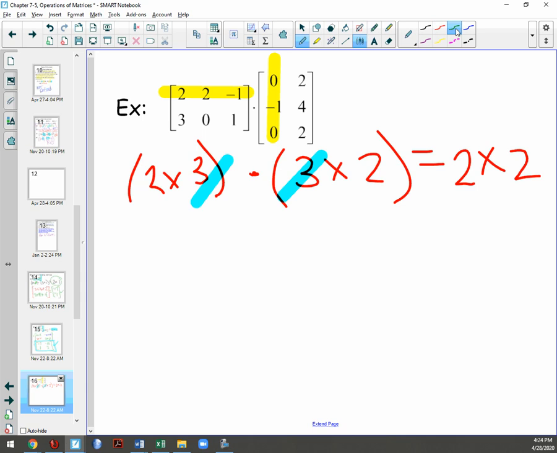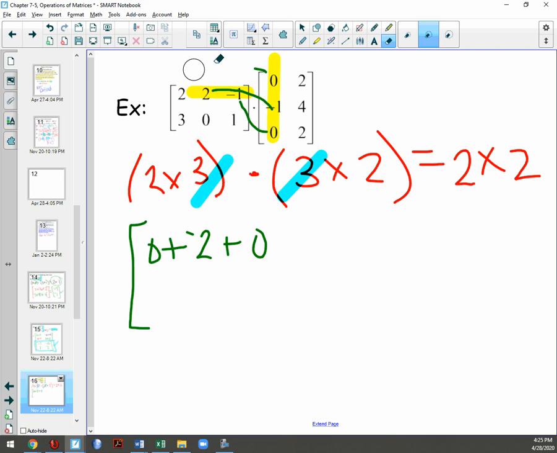So that is going to give me 2 times 0, which is 0. See, I almost had a mistake there. 2 times 0 is 0, plus 2 times negative 1, which is negative 2, plus negative 1 times 0, which is 0. That was row 1 and column 1. So I erase.